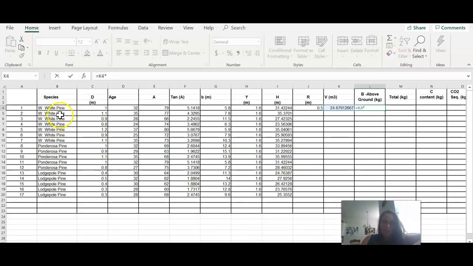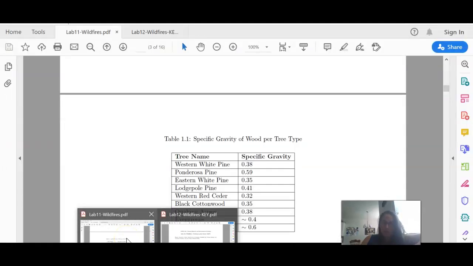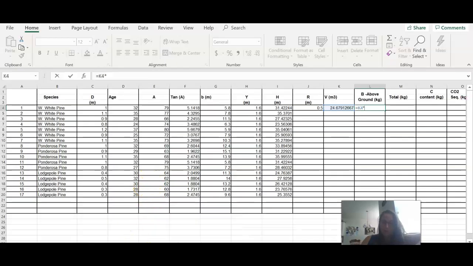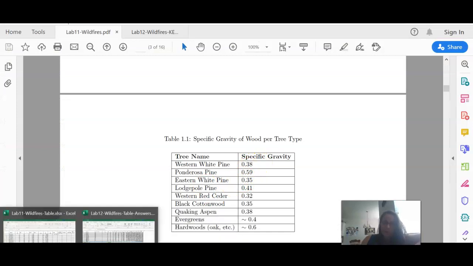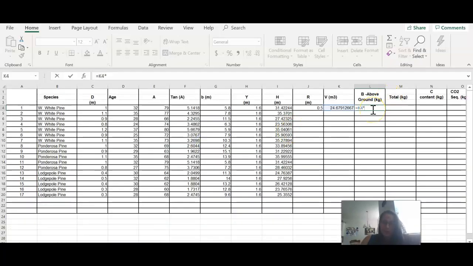So the first tree that we have is a white pine, W white pine. So let's look for that value in this table. So the western white pine has a specific gravity of 0.38. So that's what we'll input into the Excel formula. So 0.38 times the weight. So remember, the weight of 1 meter cubed of water is 1,000 kilograms. So we'll leave it as that. And that's going to be the value for the oven-dried biomass for that first tree. So 9,378 kilograms.